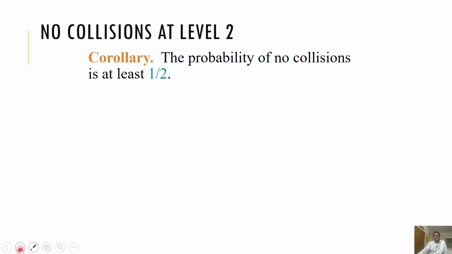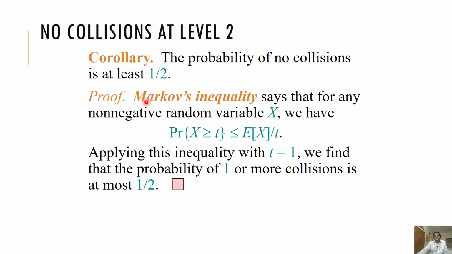Now, we have to think about the second level, where there will be no collision, and this is the probability of no collision. The probability of collision is less than half, so we cannot even expect one collision. That can be proved by the Markov inequality, which you can see here.